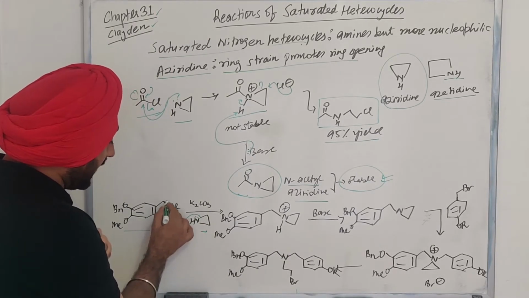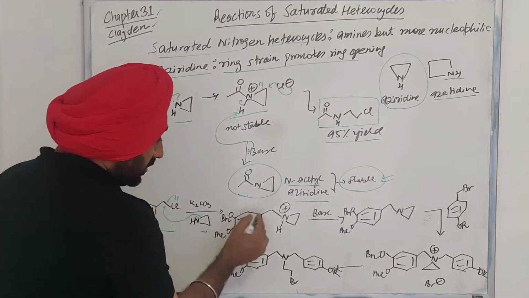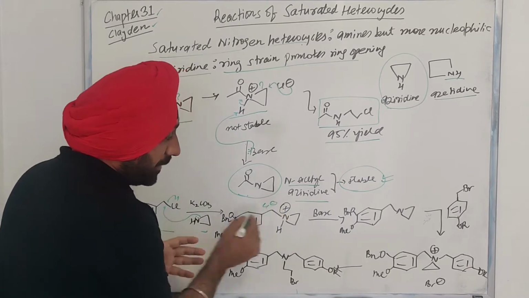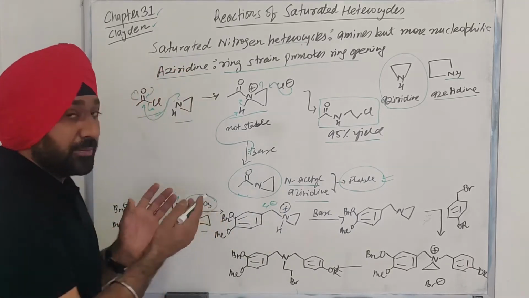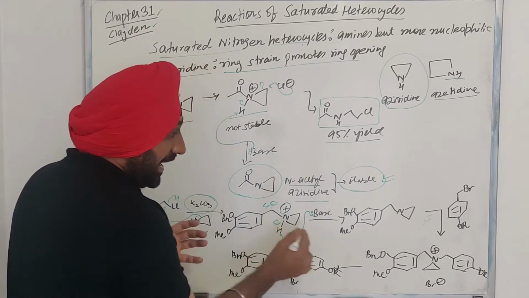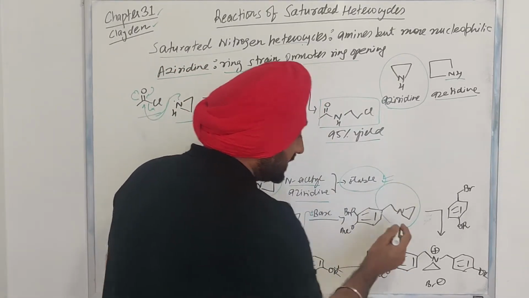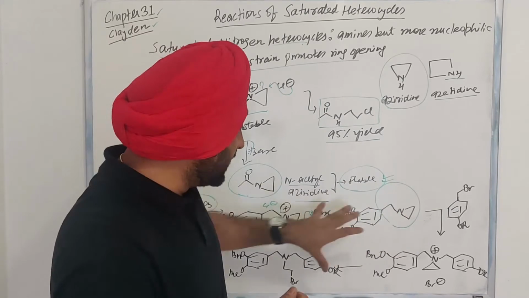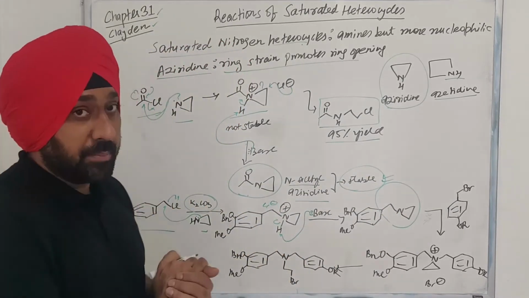The lone pair of electrons is attacking. The chloro is released, so the chloride is the counter anion here. But what we have is potassium carbonate as the base in the reaction. This base abstracts this proton, as a result of which now what you have is this aziridine moiety within the molecule, after the replacement.